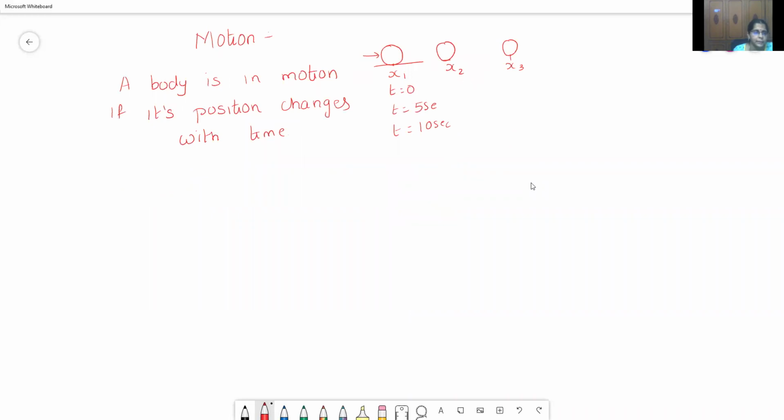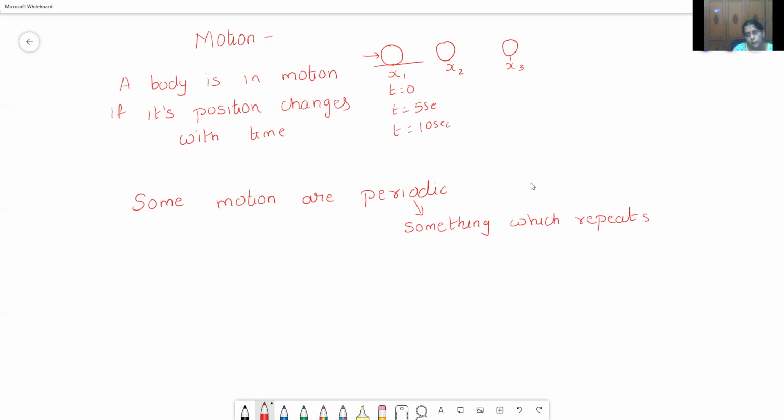Now motion can be periodic. Some motions are periodic. So what do you mean by periodic? Whenever I use the word periodic, it means something which repeats. So now I am going to say motion is periodic means that motion is getting repeated.